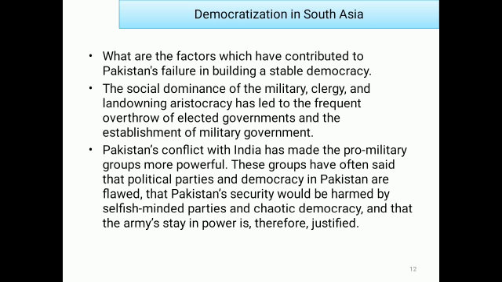Pakistan's conflict with India has made the pro-military groups more powerful. These groups have often said that political parties and democracy in Pakistan are flawed, that Pakistan's security would be harmed by selfish-minded parties and chaotic democracy, and that the army's stay in power is therefore justified.